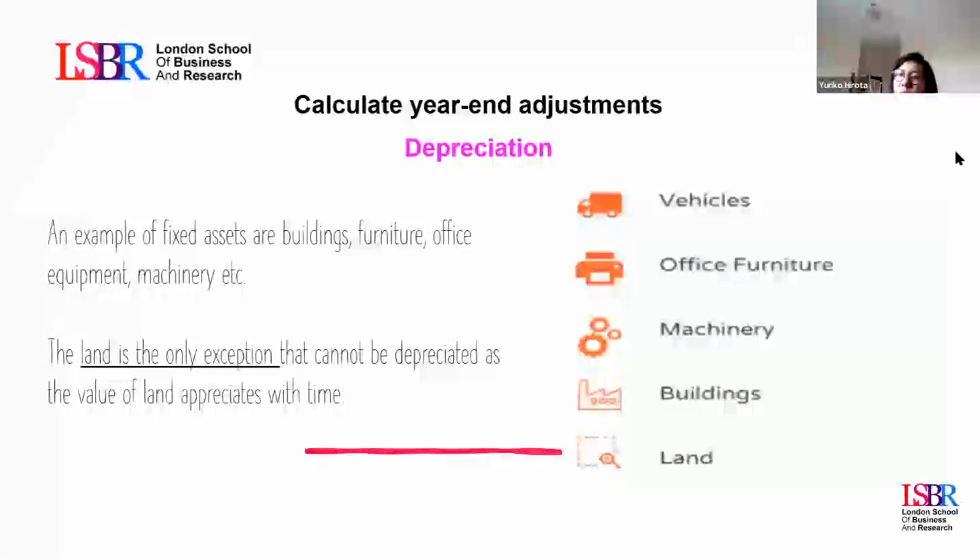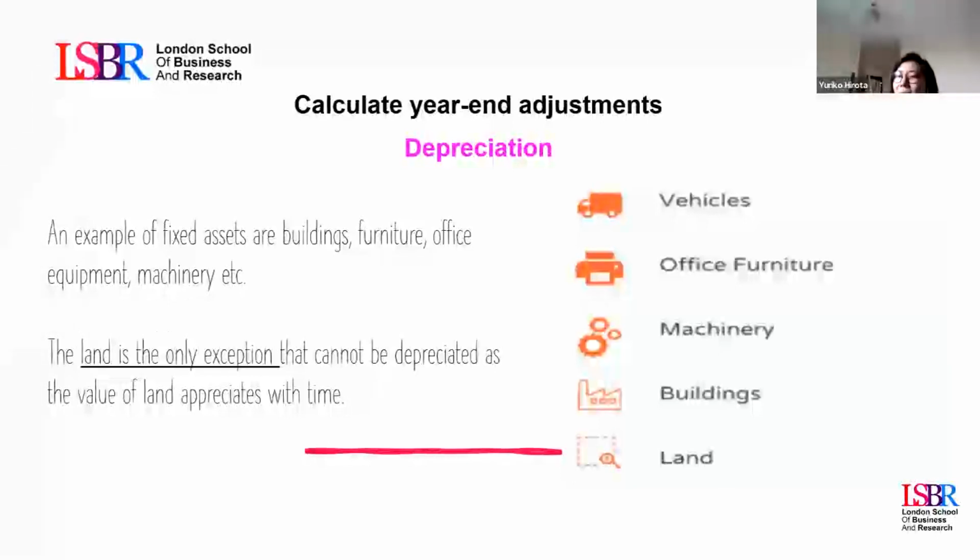Because obviously with a vehicle it is very easy. For example, today we can see, I don't know, a car, let's think a Porsche 2022, no? But the next year we will see the Porsche 2023. So it means that the value of the Porsche 2022 will decrease. The same is true for office furniture, computers, machinery, buildings.